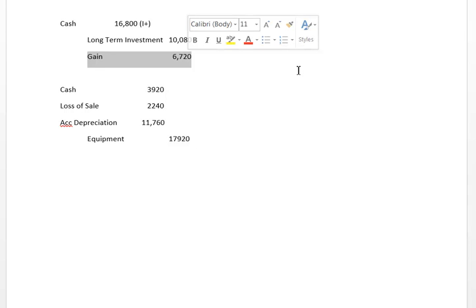So we want to adjust net income, not just for any non-cash current asset and current liability adjustments, but we also want to look for things that are in the income statement that are not cash and adjust for those.